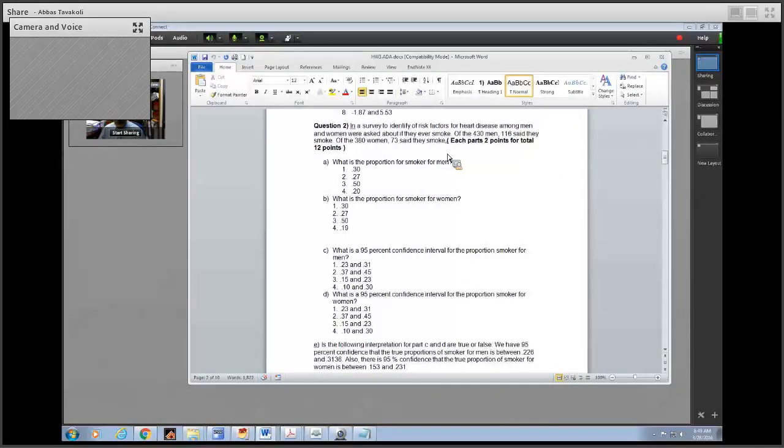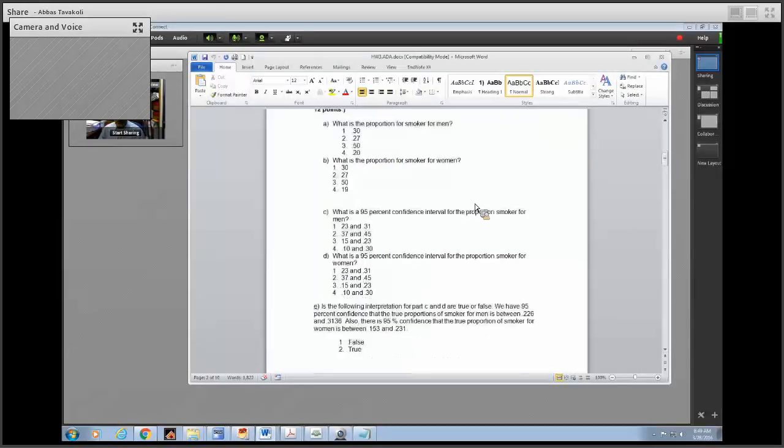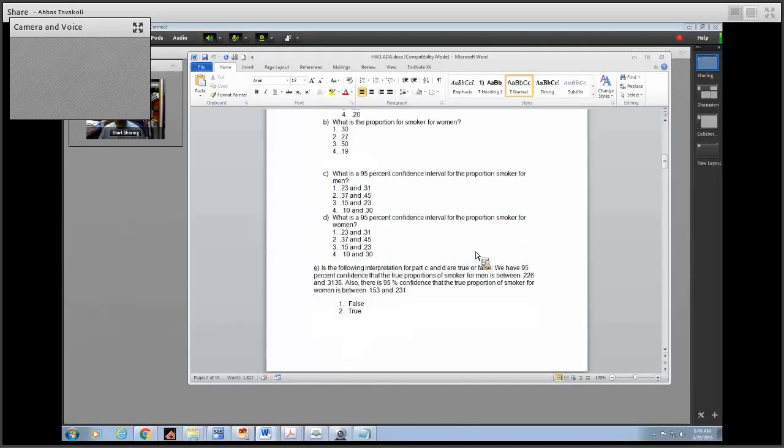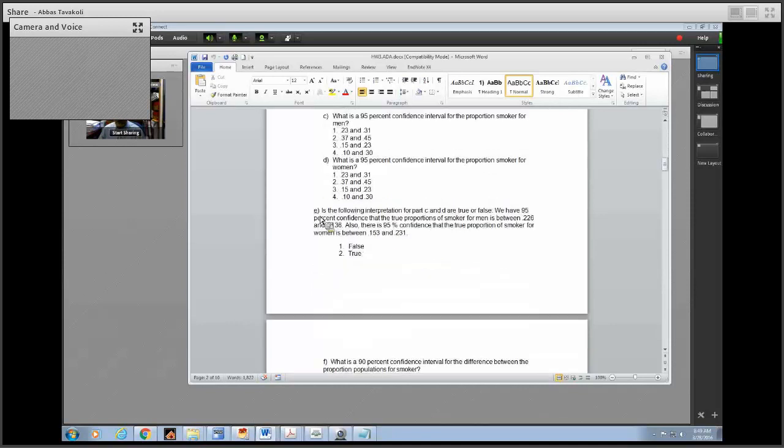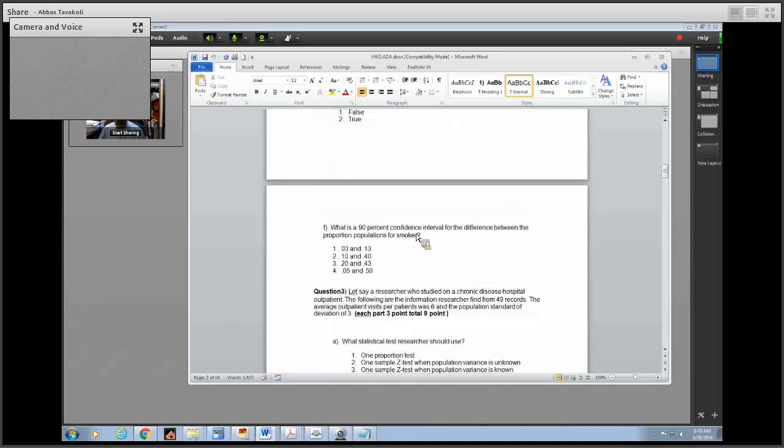So problem 2, this is a survey where we ask men and women about their smoking. Out of 430 men, 116 said they smoke. Out of 380 women, 73 said they smoke. So I ask you, what is the proportion of smokers for men? What is the proportion for women? And then the 95% confidence interval for smokers for men, and the 95% confidence interval for proportion of smokers for women.